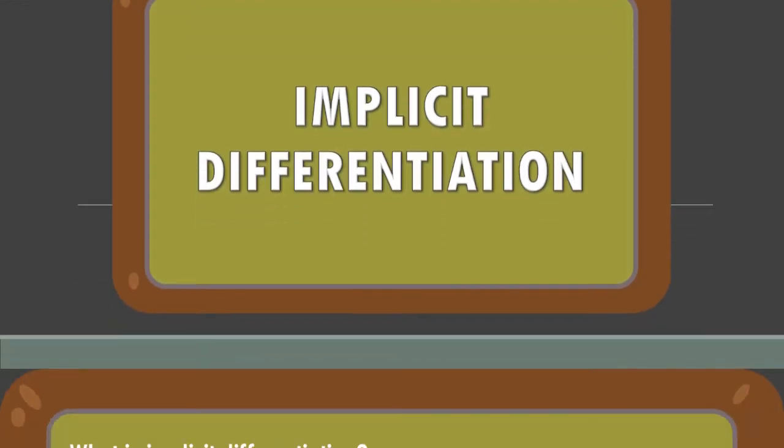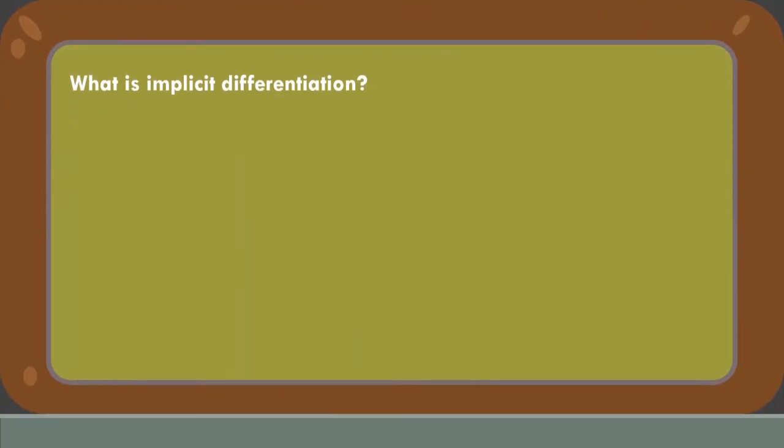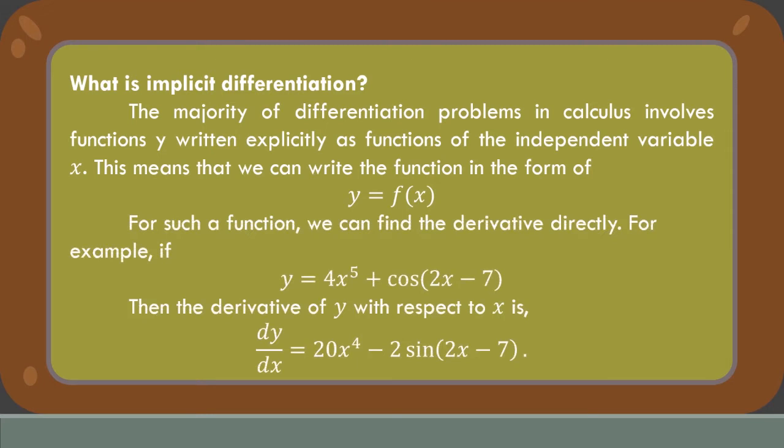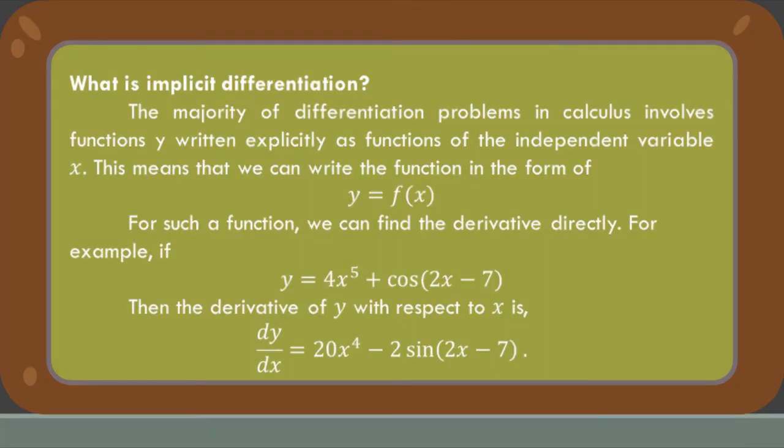First, what is implicit differentiation? The majority of differentiation problems in calculus involve functions of y written explicitly as functions of the independent variable x. This means that we can write the function in the form y equals f of x. For such a function, we can find the derivative directly.